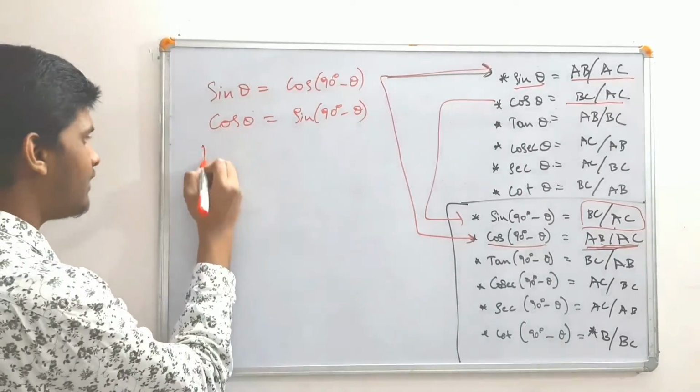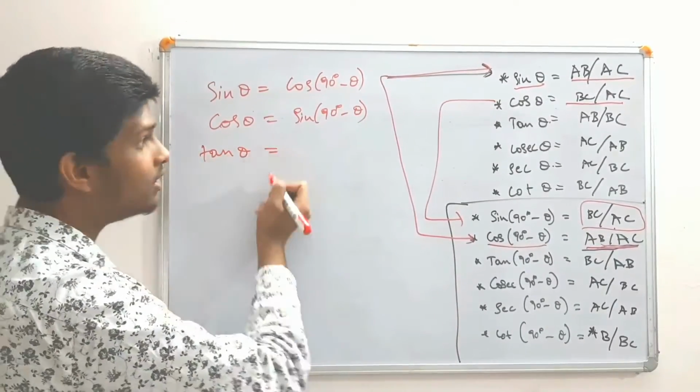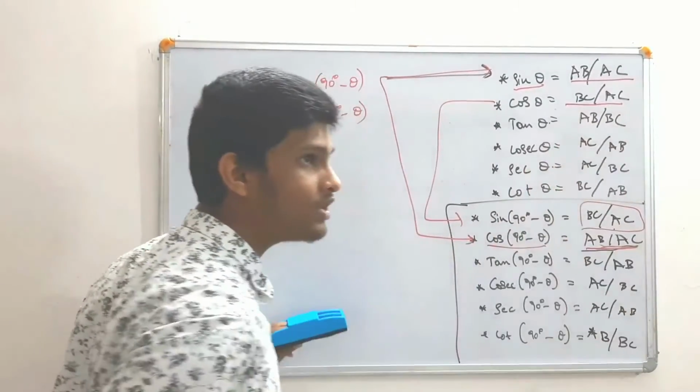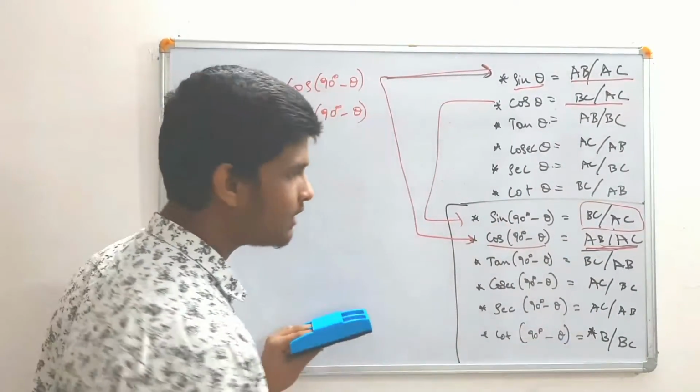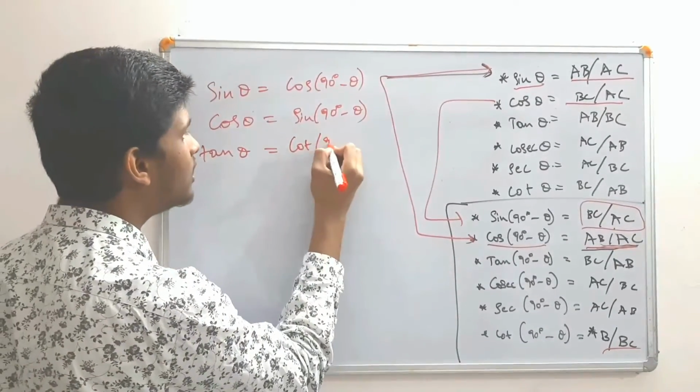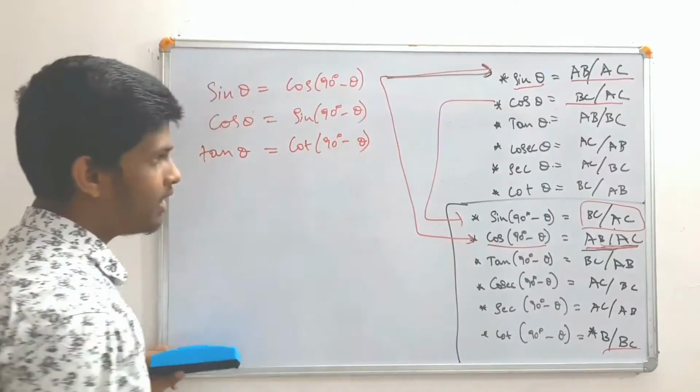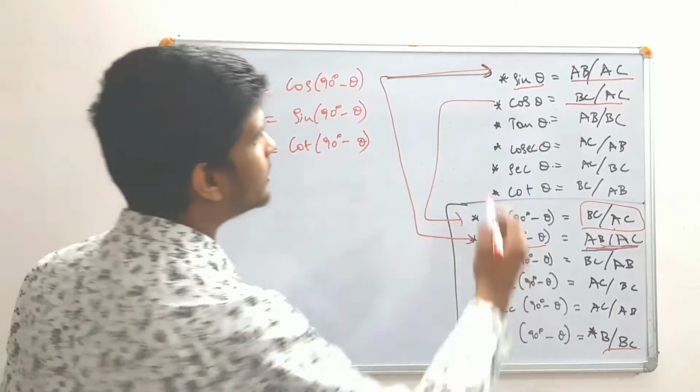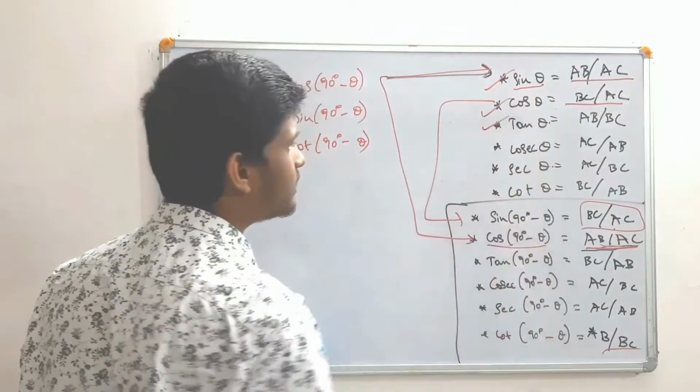Good. And if you see, what is tan theta? Tan theta is AB by BC. If you see, where is AB by BC? You will get it here. That is cot, which is cot 90 degrees minus theta. And now these three are over, these three are remaining.